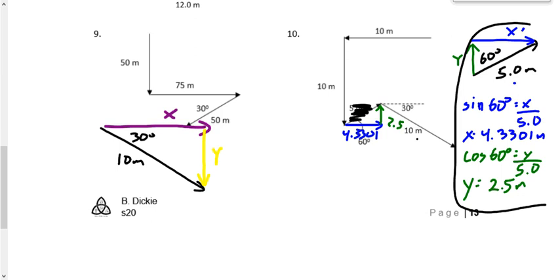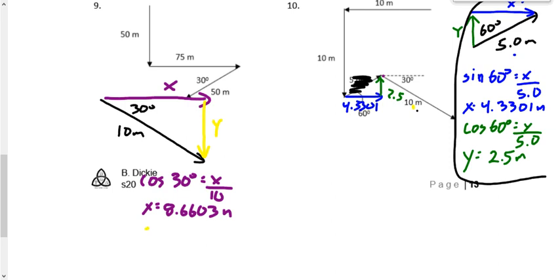The X component of this 10-meter vector is the adjacent side. We'll say cosine 30 degrees is equal to adjacent over hypotenuse. X ends up being equal to 8.6603. And let's say the y component, sine 30 degrees, is equal to opposite over hypotenuse. And the y component, the opposite side, is 5.0 meters. We're actually going to make that y component negative though, because it's going downward.